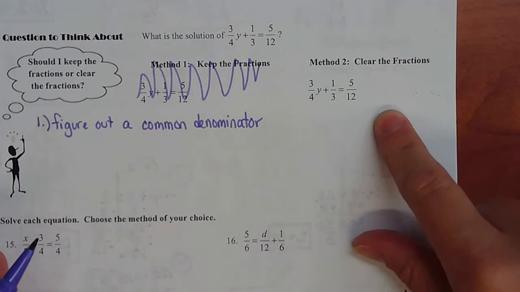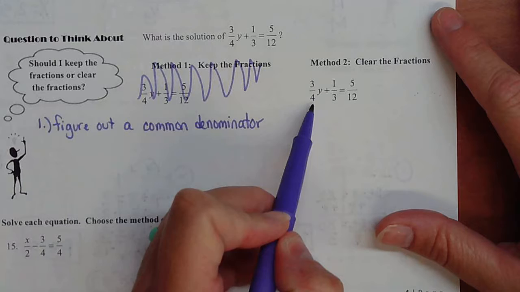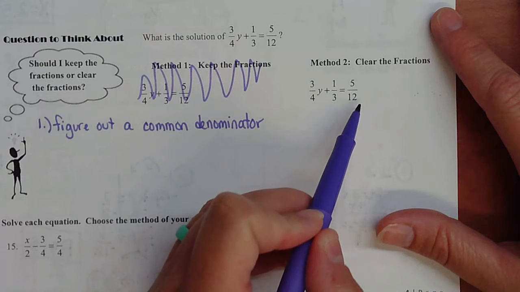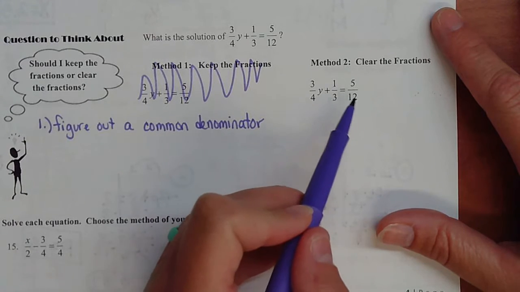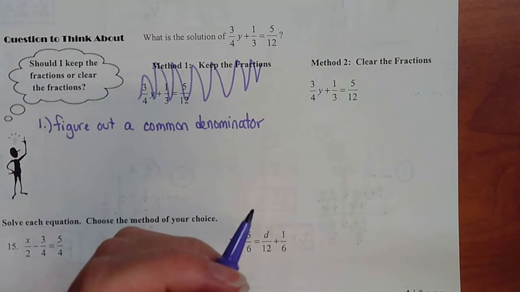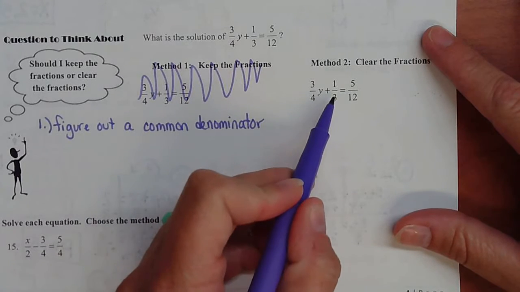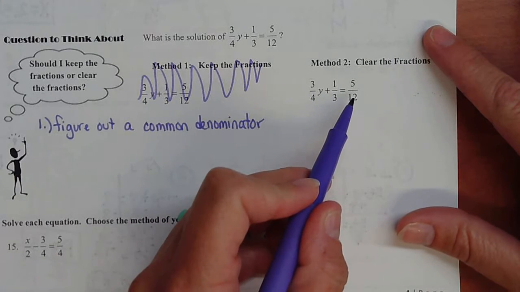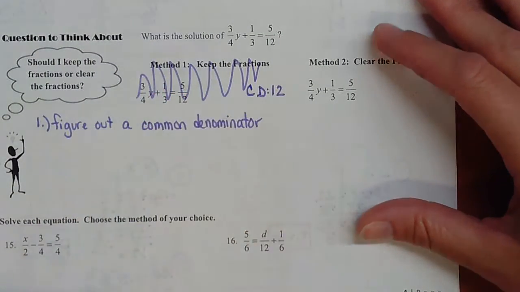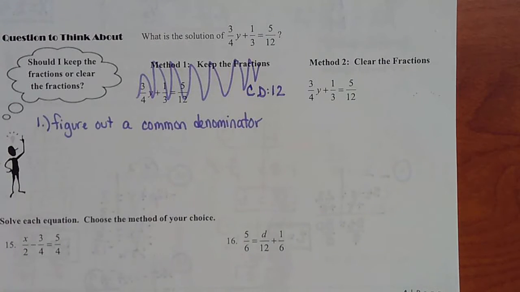So in our situation here, we have 3/4, 1/3, and 5/12. So we have a 4, a 3, and a 12. What would the common denominator be between a 4, a 3, and a 12 using multiplication? 12. I can get 4 to be 12, I can get 3 to be 12, and 12 is already 12. So our common denominator is going to be 12. That's the first thing you got to do, and honestly, I think sometimes that's the hardest thing to do in all of this.